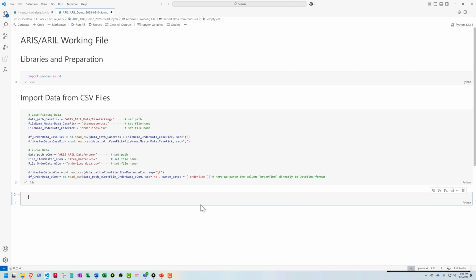By the way, if you're wondering how you can import the files to this Jupyter Notebook, there is YouTube, there is LinkedIn Learning, there is ChatGPT. You figure this out yourself.